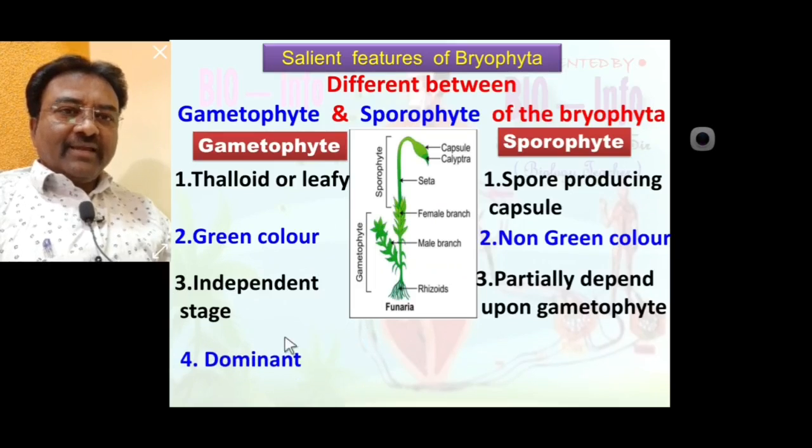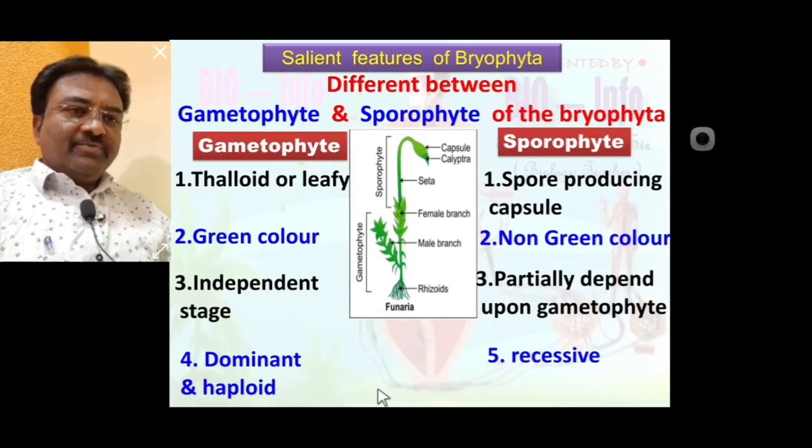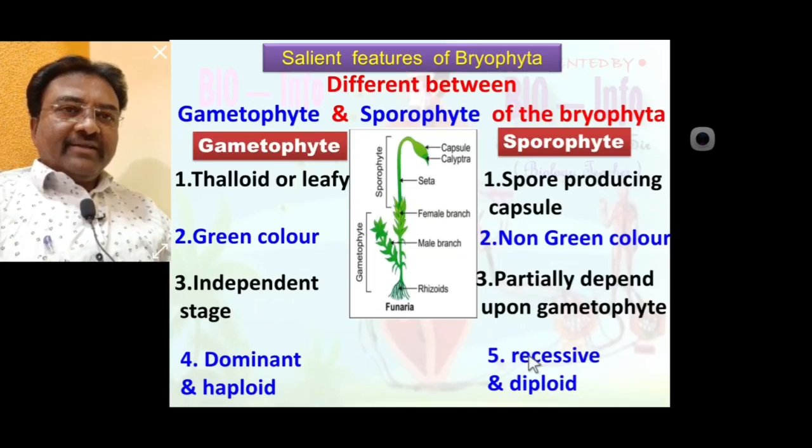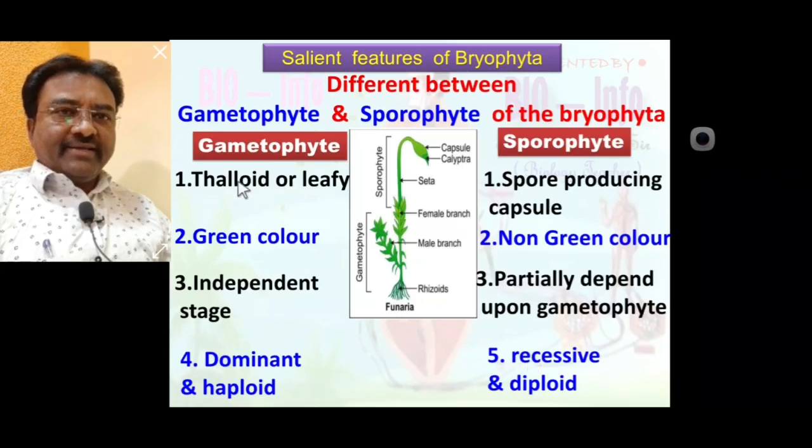Fourth point: the gametophyte is a dominant, showy structure, also haploid, with a single n number of chromosomes, while the sporophyte is recessive, not showy, also diploid, meaning 2n number of chromosomes. So here we noted 4 different points of difference between the gametophyte and the sporophyte. Hope you understood everything about the difference between gametophyte and sporophyte of the Bryophyta.